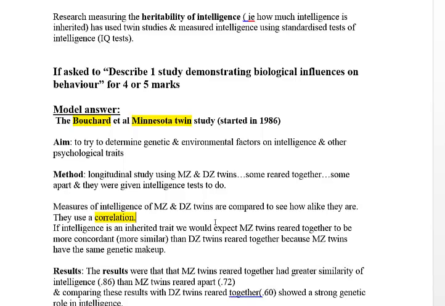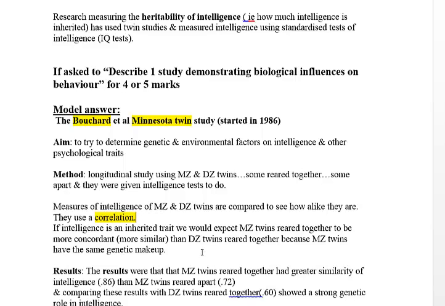And we would say that MZ twins, they've got exactly the same genes, they've got the same genotype. That means if it's a biological cause, we would expect them to, well, to be honest, we would expect them to have 100% concordance. All right, just get your heads around that for a minute. Pause it for a minute if you need to.